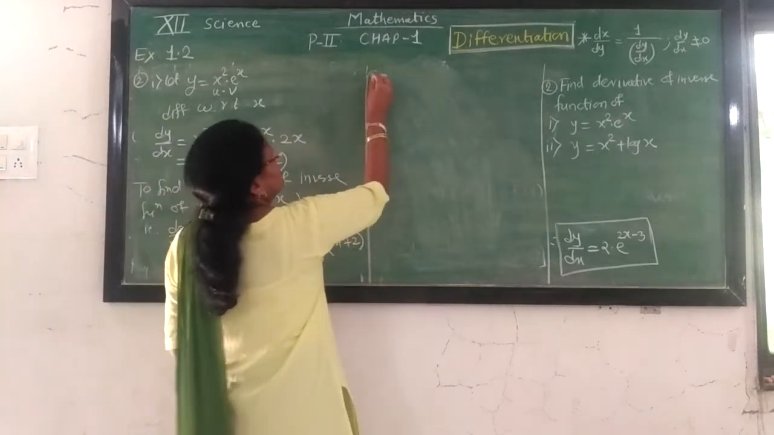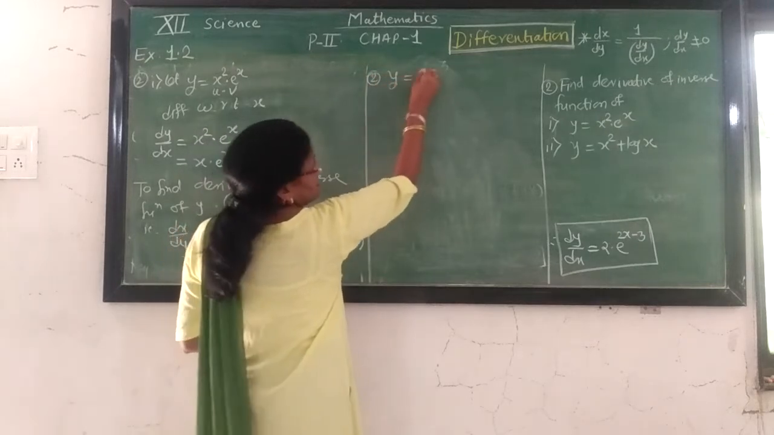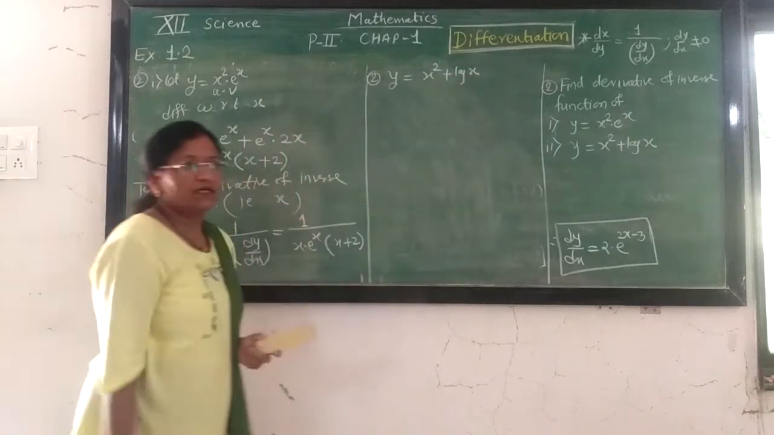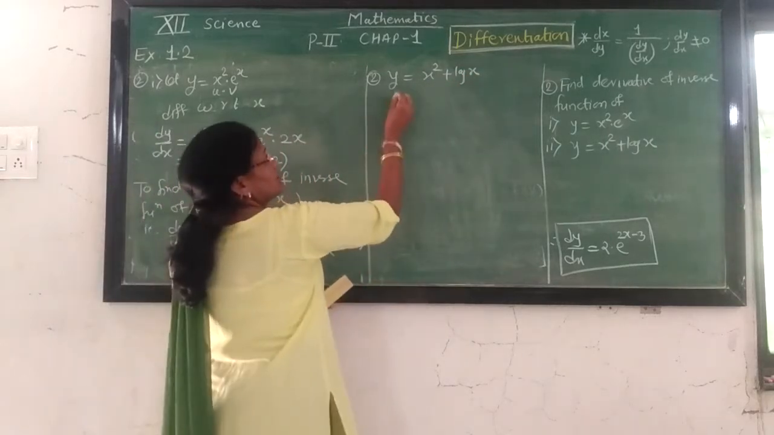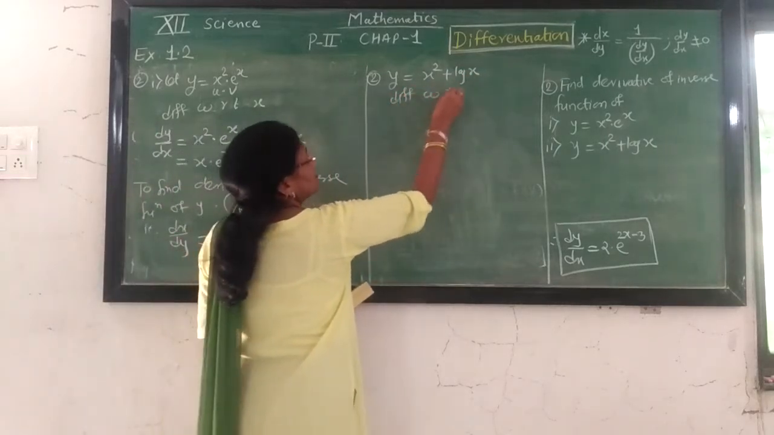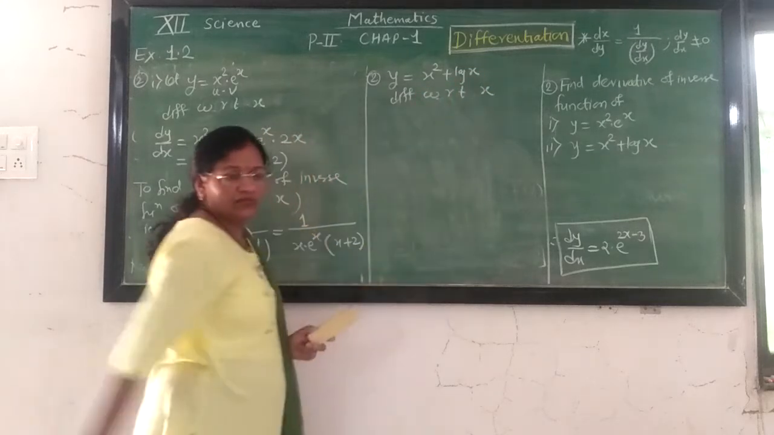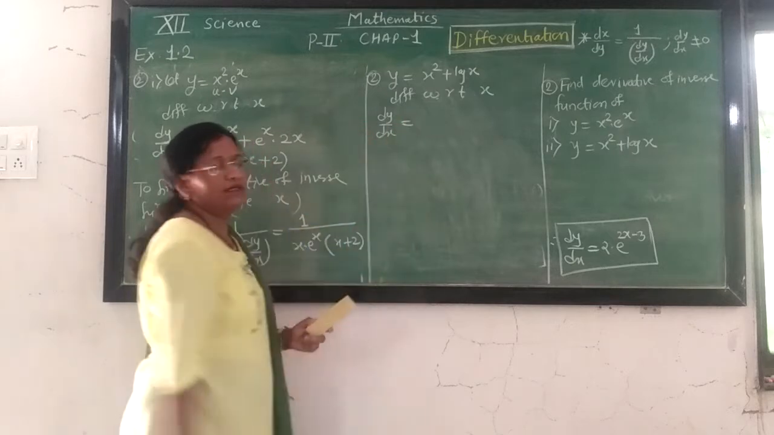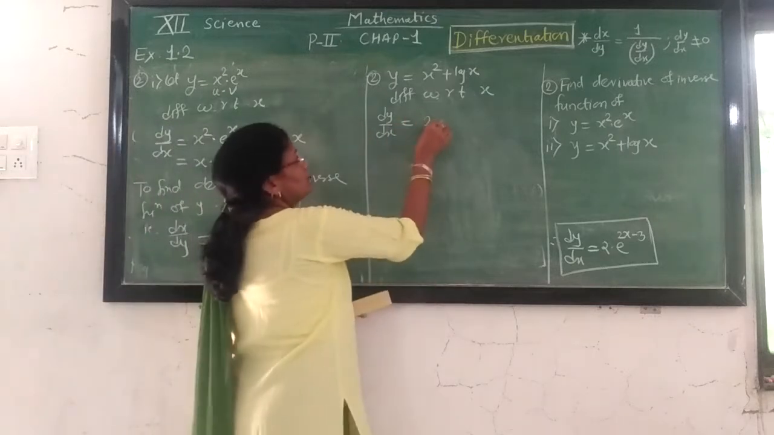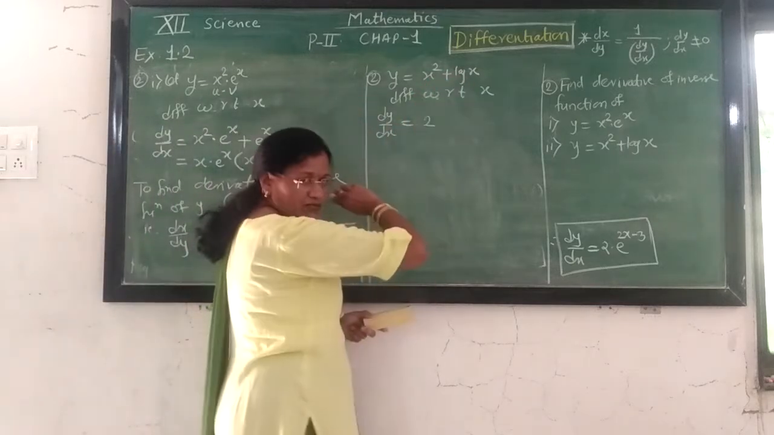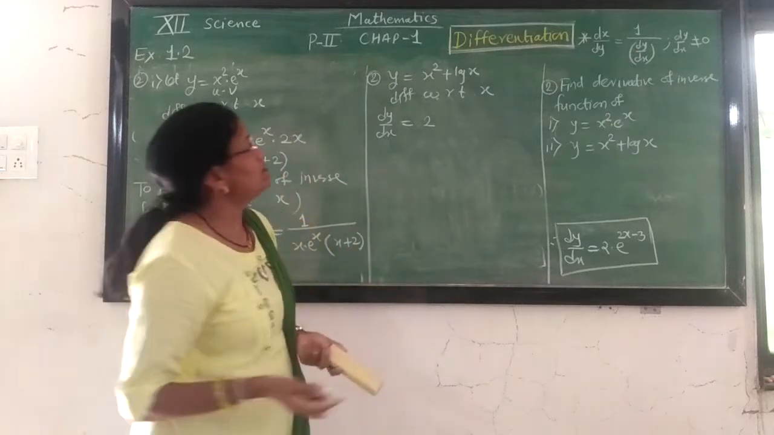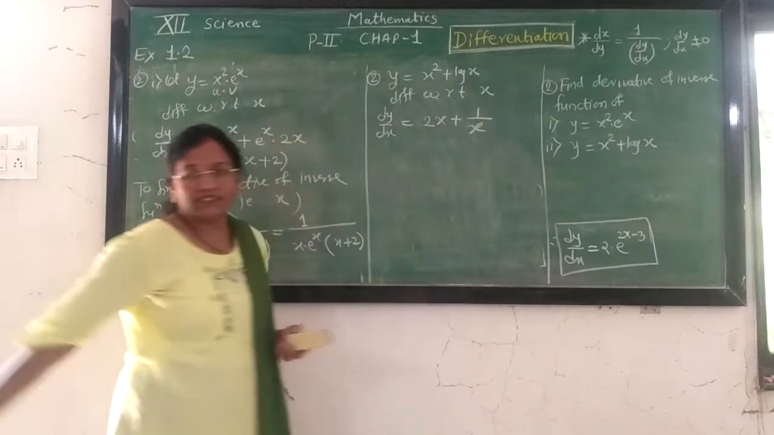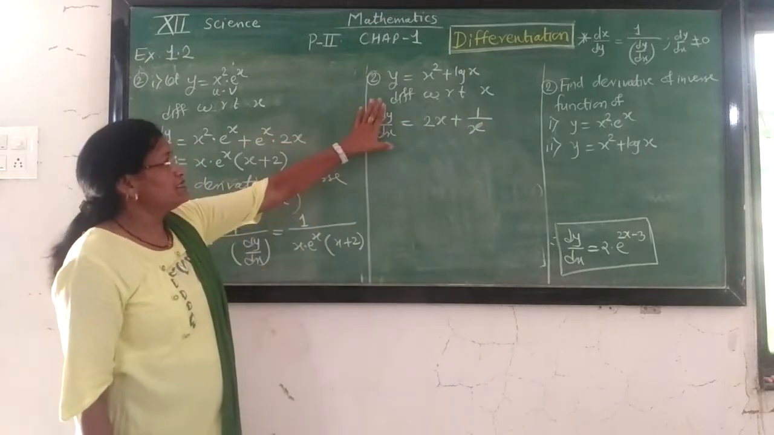Now second example. Again given that y is equal to x square plus log x. So again here y is a function of x. So differentiate with respect to x. What is the rate of y with respect to x? dy by dx is equal to, here use the u plus v rule: derivative of x square plus derivative of log x. Derivative of x square is 2x and derivative of log x is 1 upon x. This is the value of dy by dx.